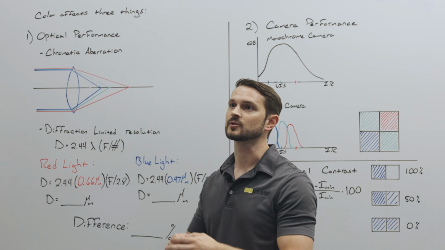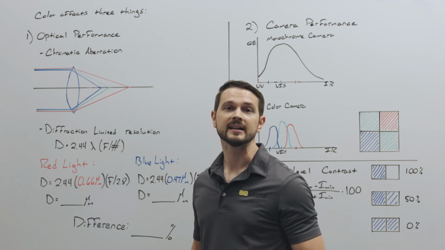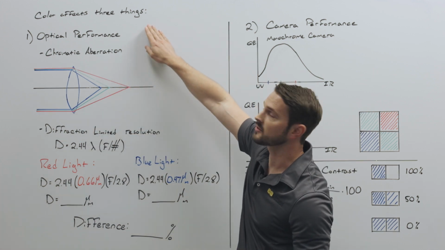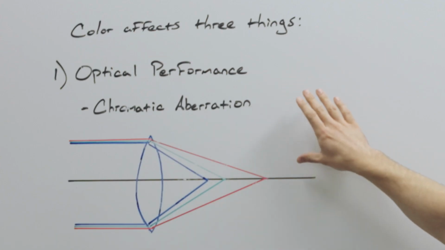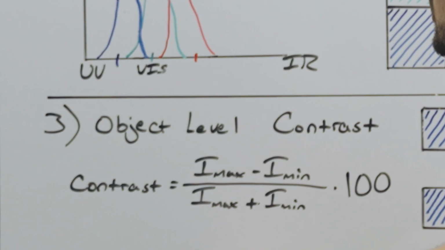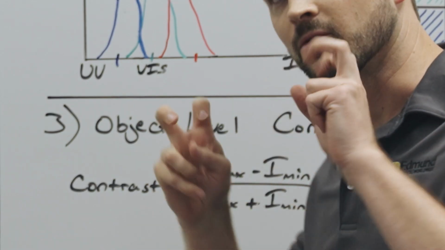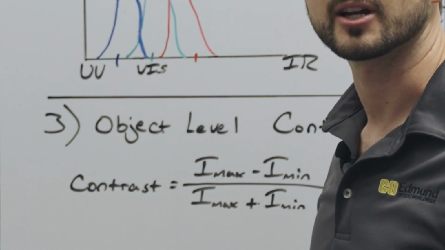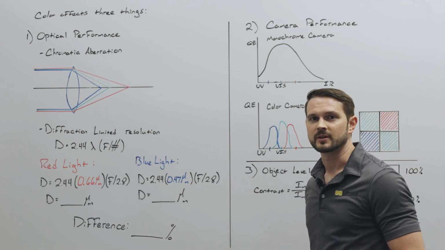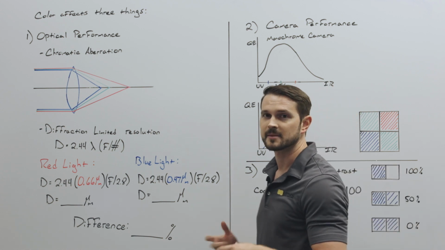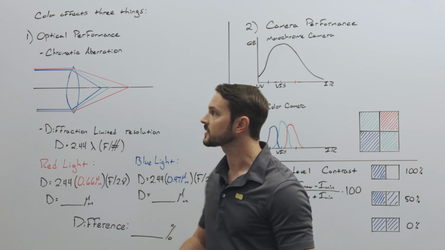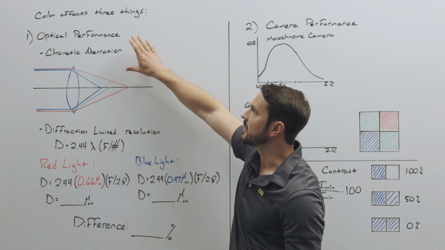But color has really broad applicability in machine vision and in the things that it affects. And primarily today we're going to focus on three things that color impacts. It's going to impact our optical performance, it's going to impact our camera performance, and it's also going to impact our object performance, and we're going to refer to that here as object level contrast. So let's dig into each of these individually, and then of course we're going to pop over to the lab and take a look at how all these concepts translate in the real world under real conditions, looking at some objects. So we're going to start by talking about optical performance.